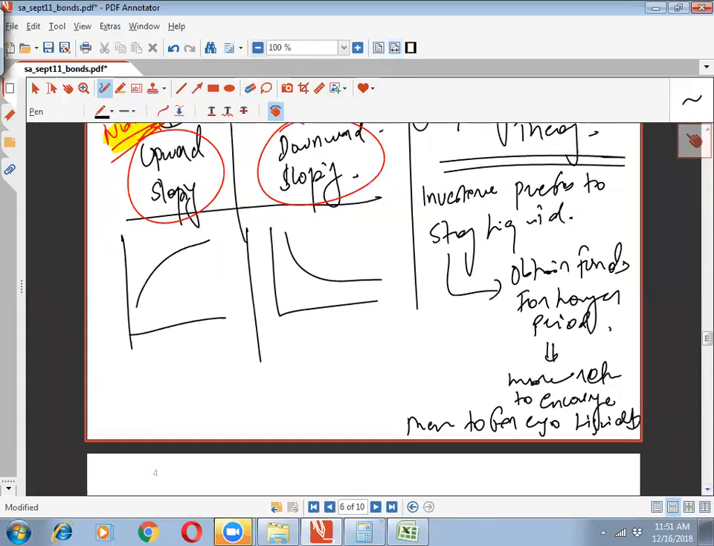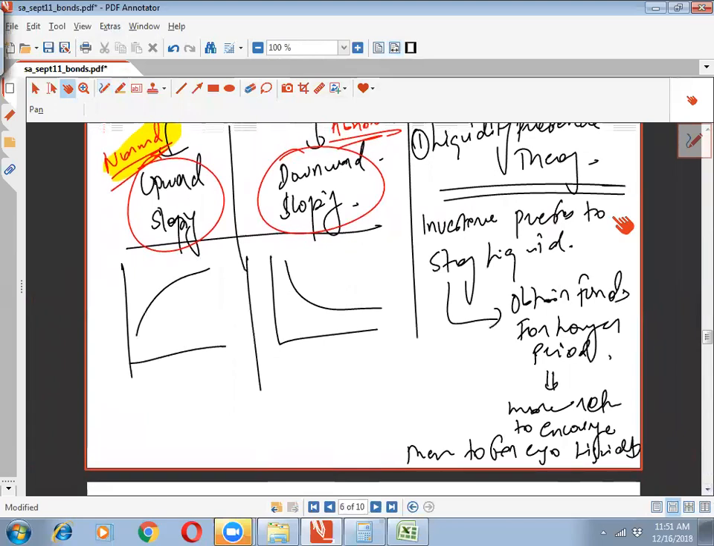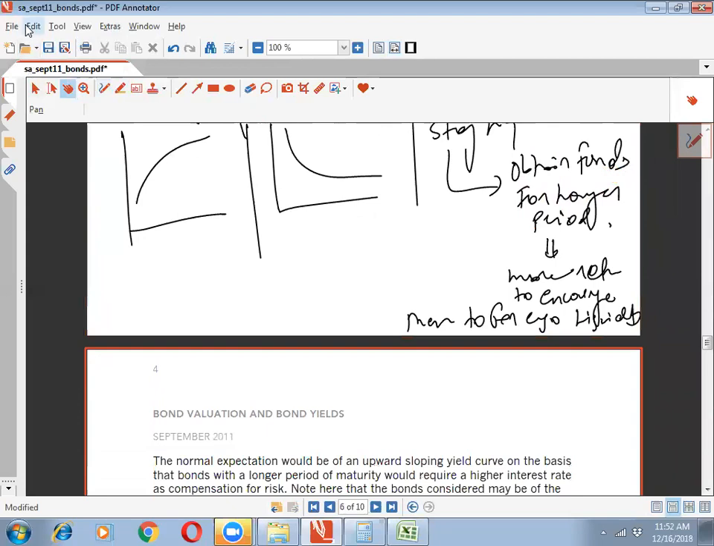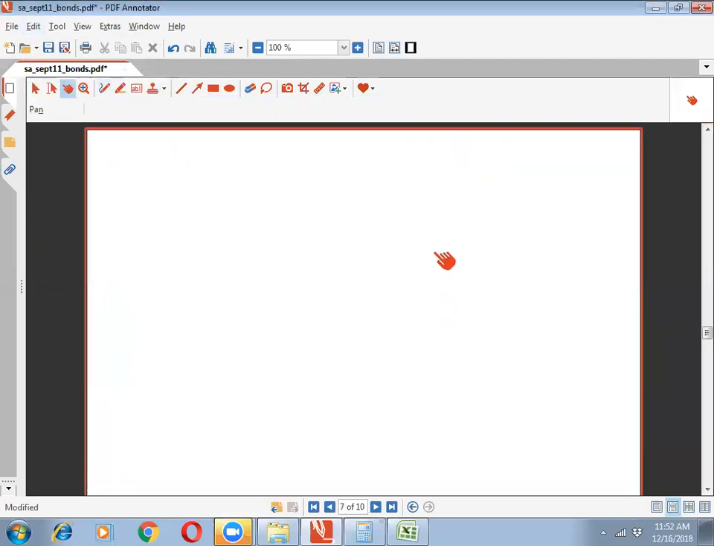So what does this liquidity preference theory indicate? The liquidity preference theory says that the investor prefers to stay liquid. When the investor prefers to stay liquid, this means that if you obtain the funds from an investor for a longer period of time, the longer the duration, the investor would demand more and more return, because he wants to be encouraged, motivated to give away his liquidity. He would only give away his liquidity if he gets a greater return for a longer period. So an investor would need more return in order to forego their liquidity. That was upward sloping.